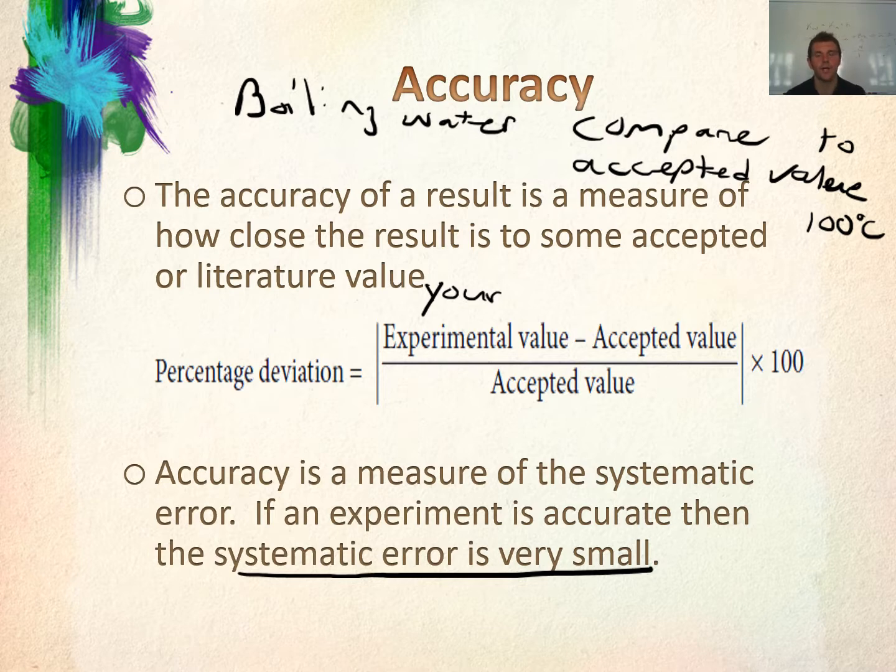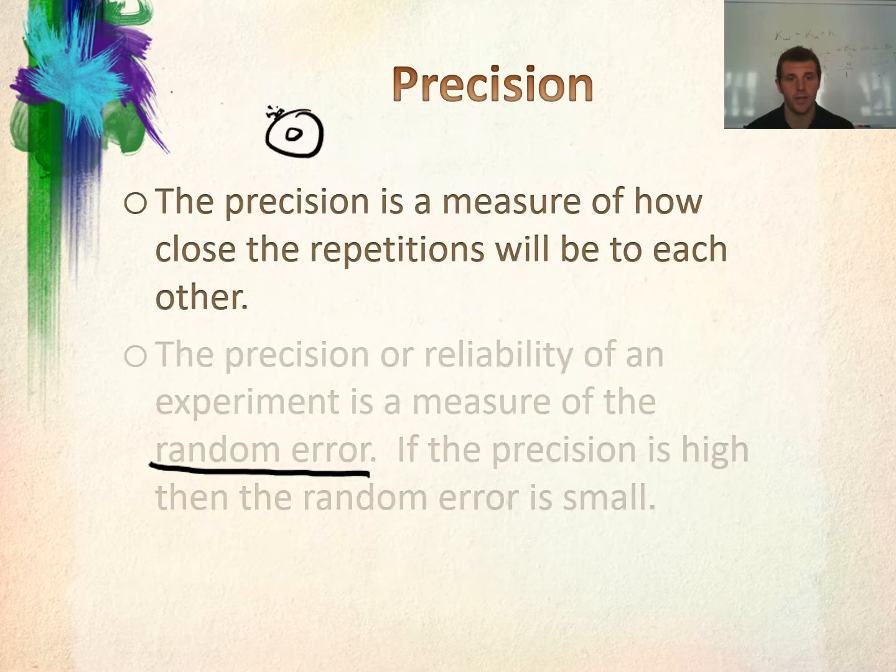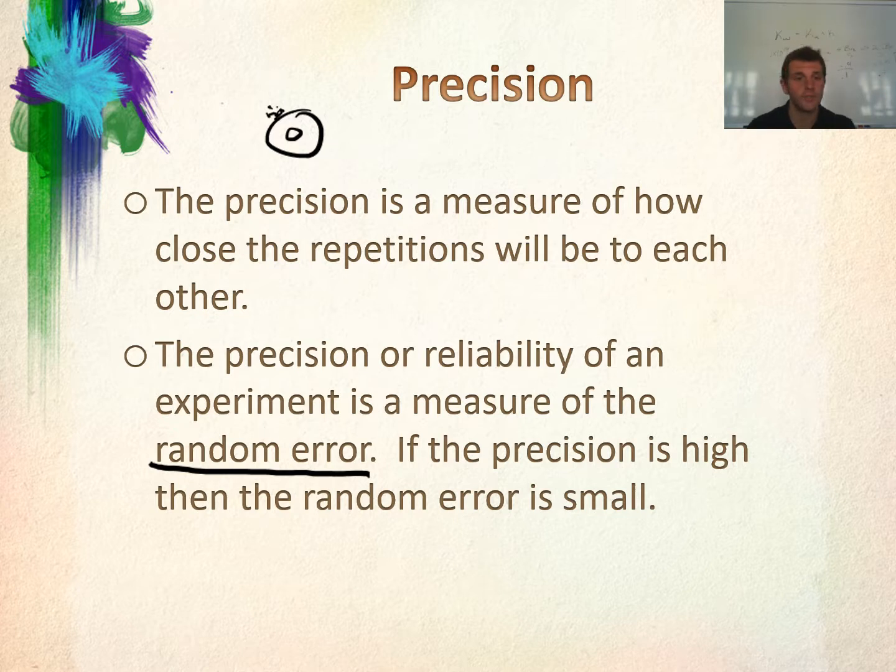We have a nice little equation for this, the percent deviation, which is basically your value minus the accepted value, divided by the accepted value. This is going to just tell you how close you were to the accepted value, one way or another. Accuracy is a measure of systematic error. So if an experiment is accurate, then systematic error is very small. I'll get into systematic error later on, but just remember accuracy has to do with systematic error.